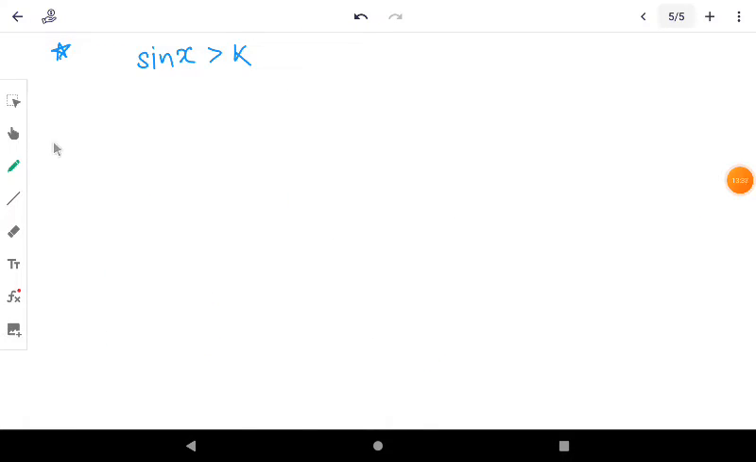So guys, now we'll see the use of graphs in inequalities, starting with sin x greater than k or greater than or equal to k. What is the meaning of this graphically? Graphically, the meaning of this is that the graph of y equals sin x is above the graph of the line y equals k.